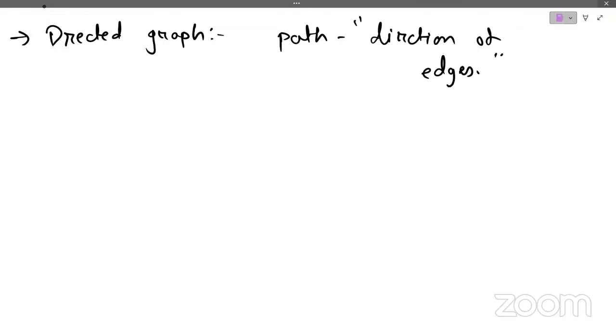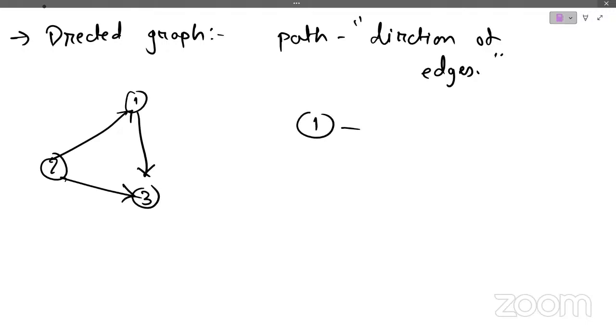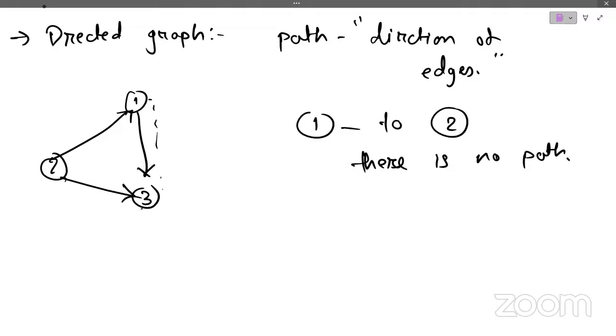I mean, we take care of the direction of edges. For example, if this is my path, then there is no way of reaching 1 to 2. From 1 to 2, there is no path, because we can move from 1 to 3, but again from 3 to 2, there is no edge.